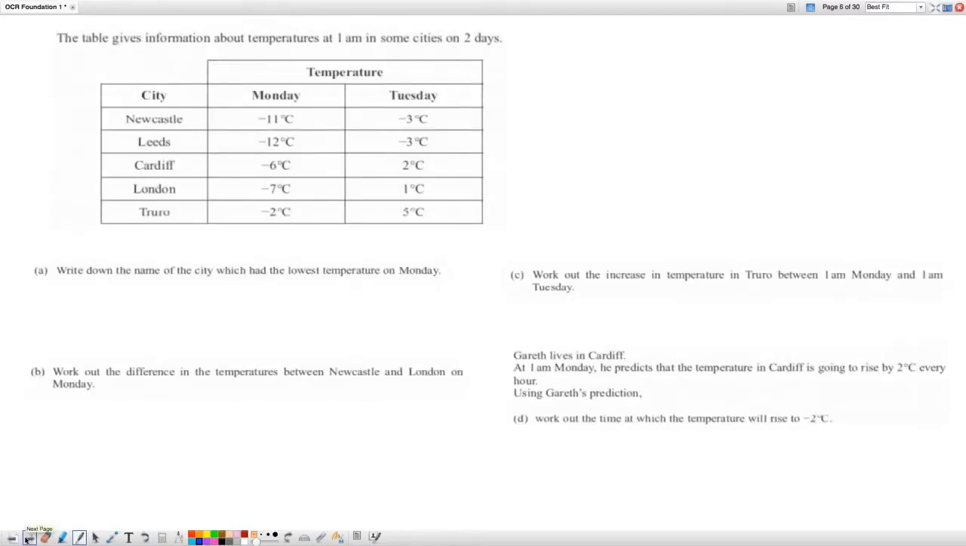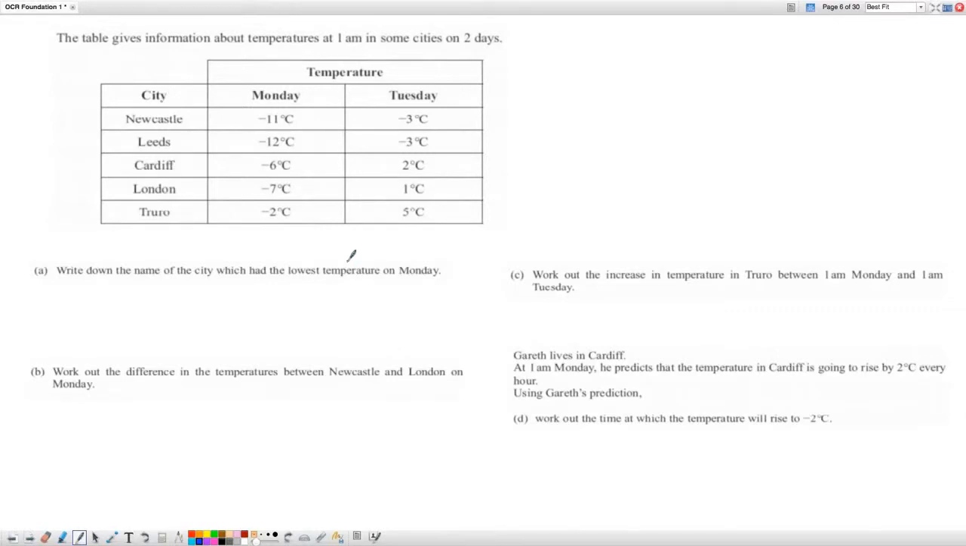This table gives information about temperatures at 1 AM in some cities on 2 days. We've got 2 days and several cities. We've got some negative numbers in here, so we're going to be looking at calculating differences and seeing which is the highest and lowest. Let's look at A.